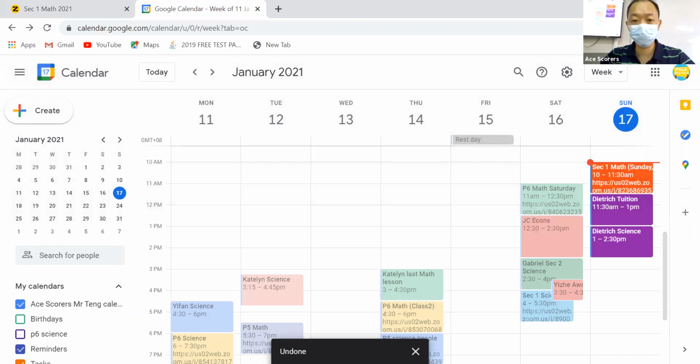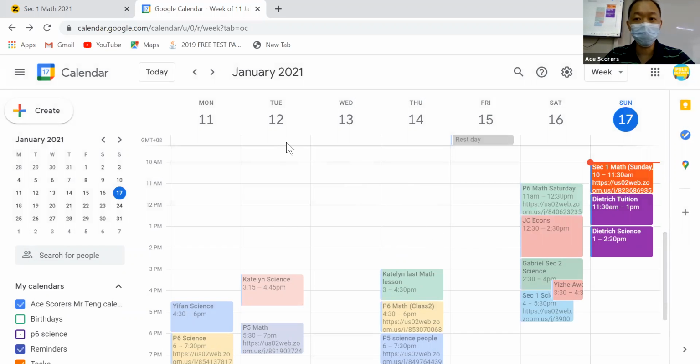You see? Sure, you cut your hair. Yeah, I did. A lot. Yeah, I did. Yeah, my calendar is a mess. Today is Sunday.